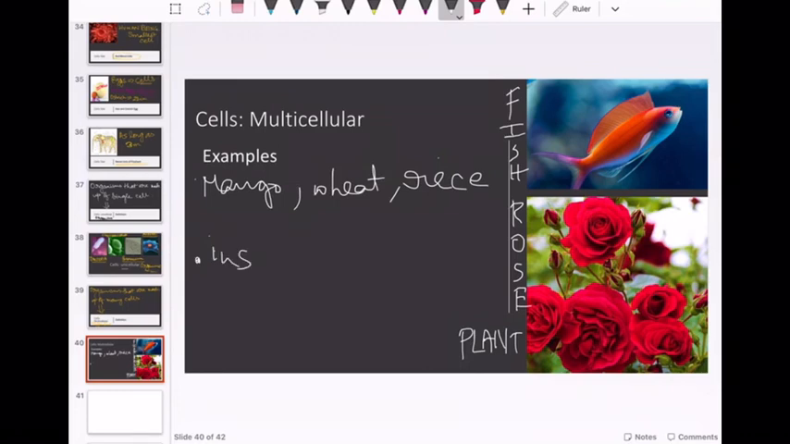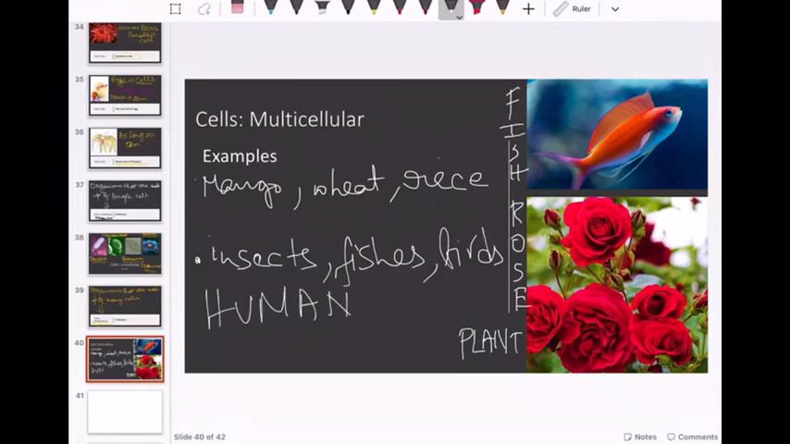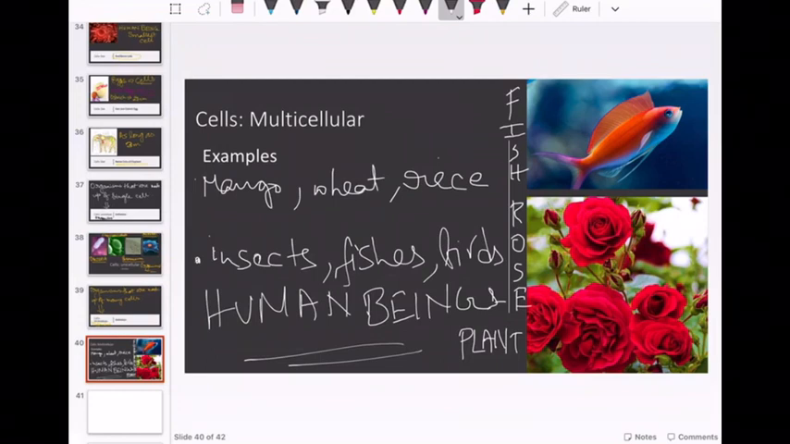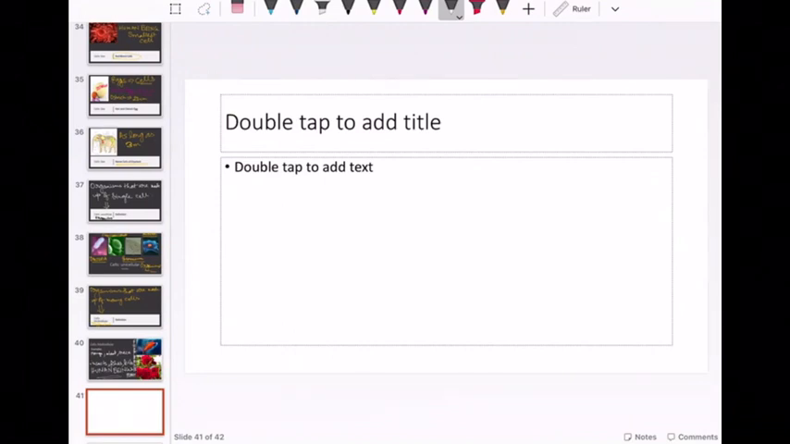And among animals you have insects, let's start from small. Insects like butterflies, ants and all. Then we have fishes, as I've given the picture. Then we have birds. And the most important, we the human beings. So students, these are a few examples of multicellular organisms. You can use other names apart from these.